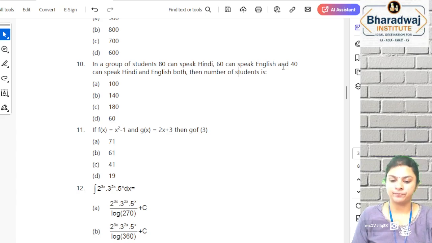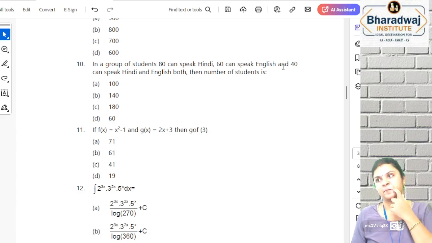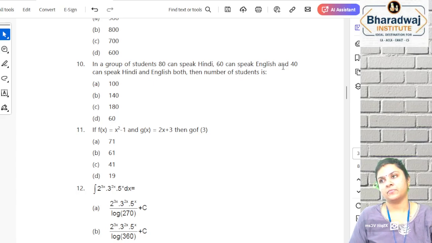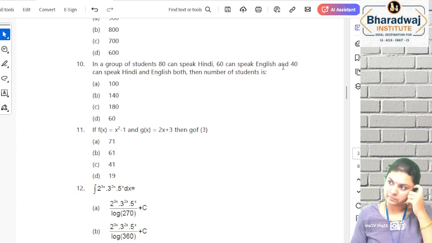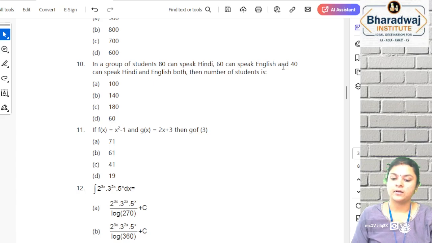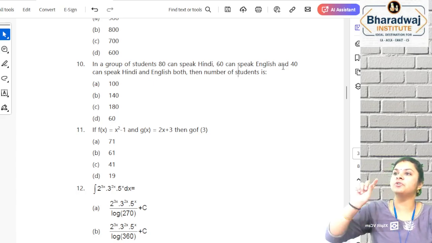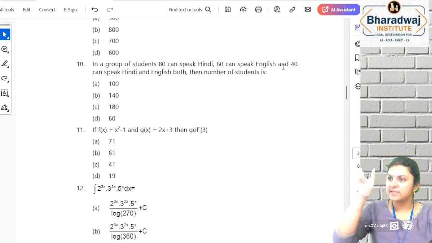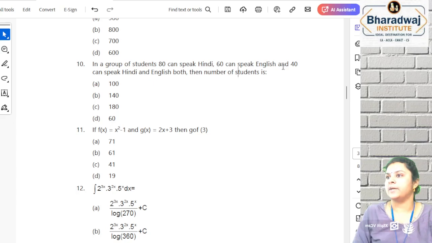Eleventh one. F of x is x square minus 1. G of x is 2x plus 3. Then G of f of 3. So for G of f of 3, first you find out f of 3, then substitute that value in G.